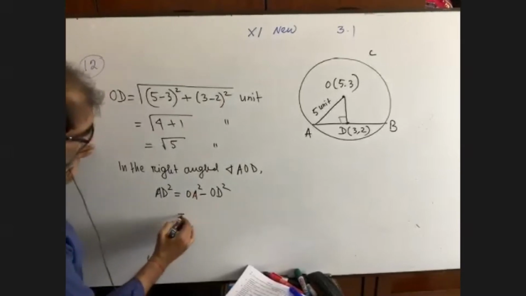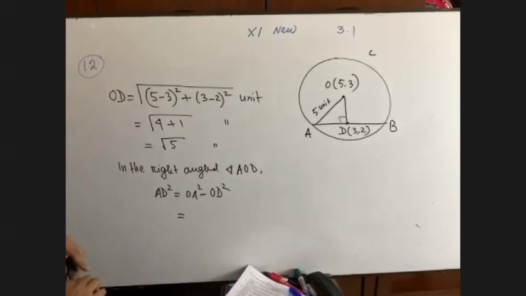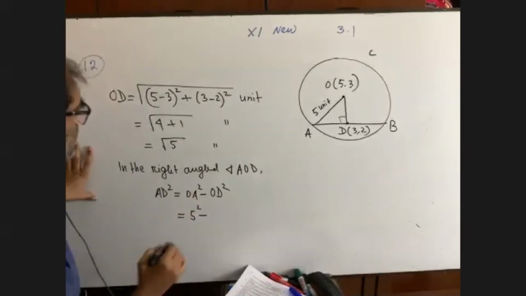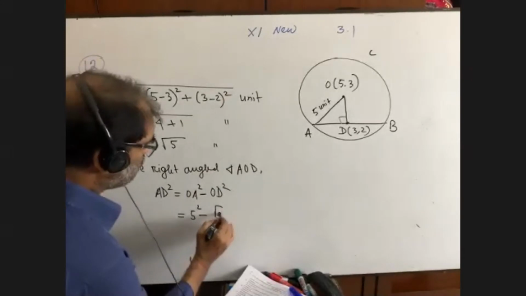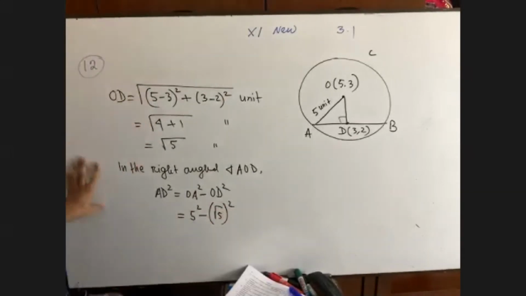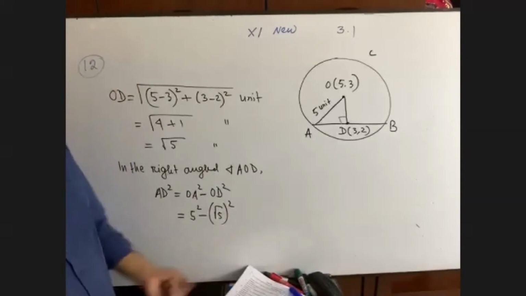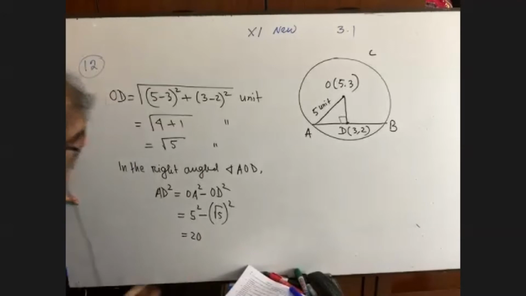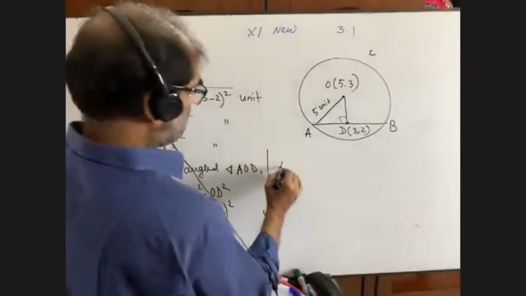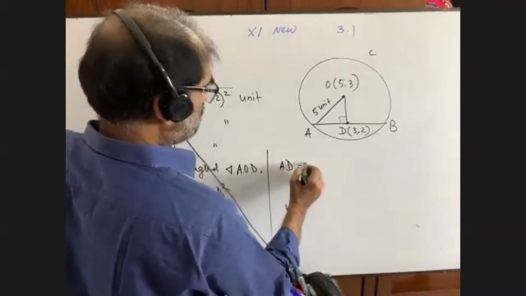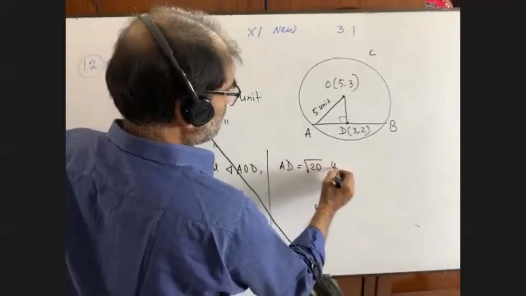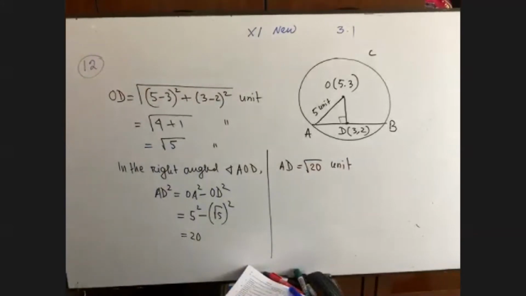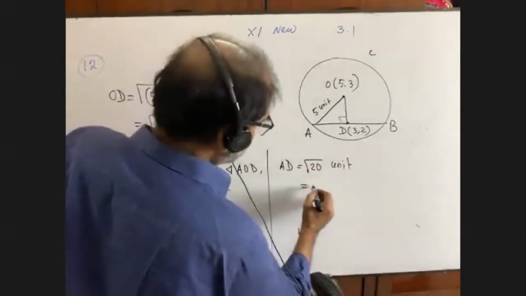Okay. Now, what is OA? OA equals to 5. What is OD? OD equals to root 5. Now let me know, 25 minus 5 equals to what? 20. So we are getting AD equals to root over 20 unit. Root over 20 means 2 root over 5.